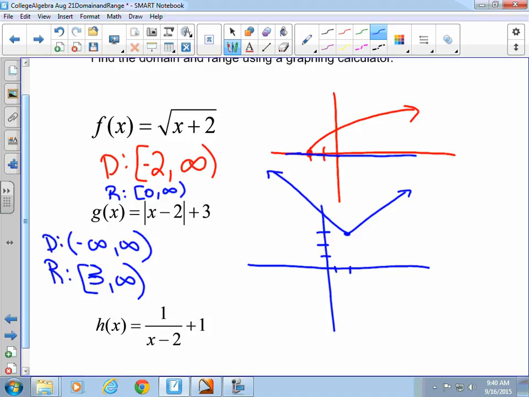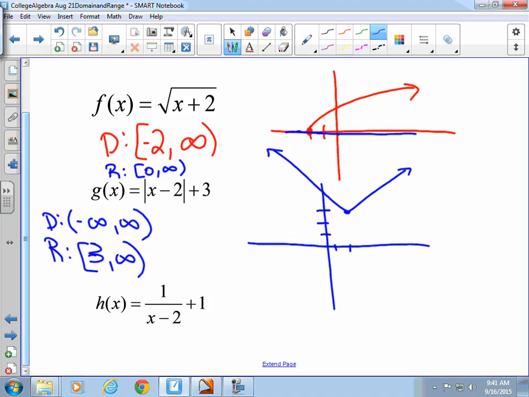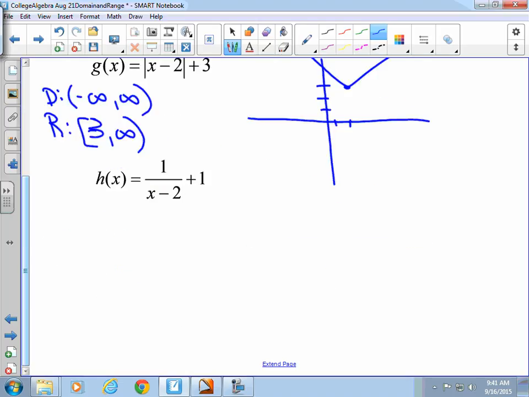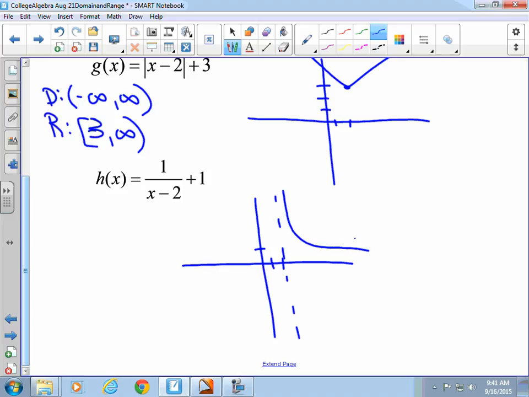Now, if you can't tell where that bottom point is, use your trace button. Does everyone know where that trace button is? Remember, you will be looking for the y value of that point if you're looking for range. If you're looking at domain, you'll be looking at the x value. Okay, one more. This one looks something like this. Try it. You graph it.